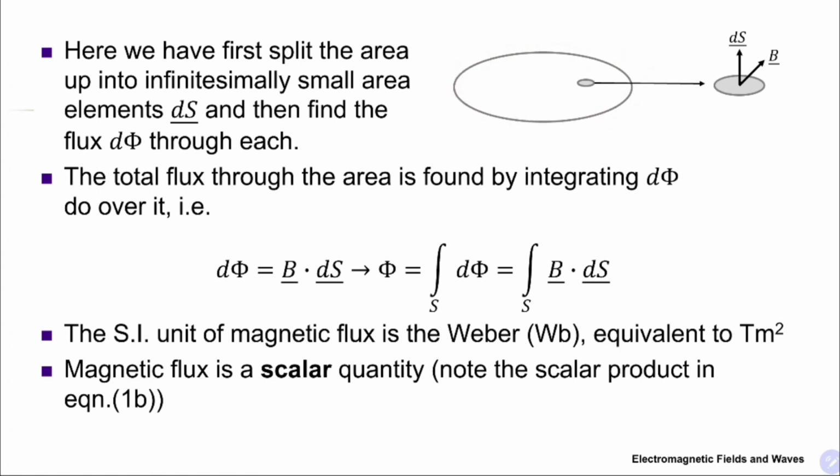So I have many of these. Integrating just means that you sum up all the contributions. The SI unit of magnetic flux is the Weber, or Tesla meter squared. And again, it's a scalar, so it's not a vector. It's also a scalar, just like your electric flux.